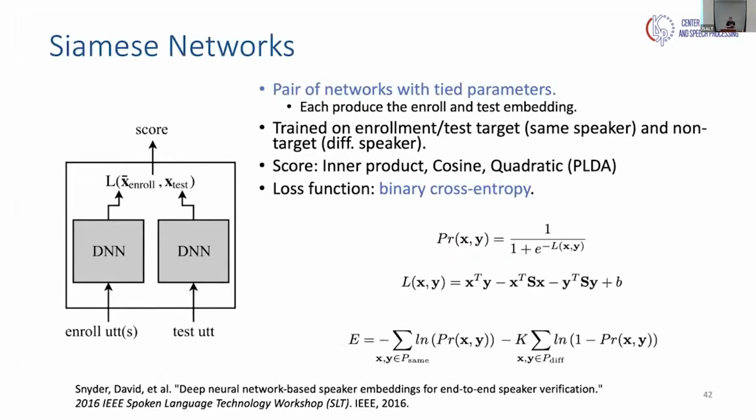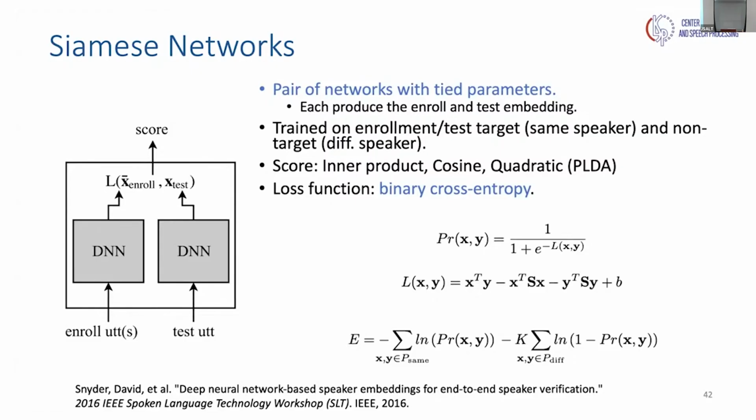There have been several approaches to neural embeddings tried in the literature. One of the first ones tried was Siamese networks. With Siamese networks, you have one network, or you can say two networks, but with tied parameters. You take your training set and divide it into enrollment utterances and test utterances. Then you pass those utterances through the DNN and compare both. Here you have to create target trials and non-target trials in the training set.